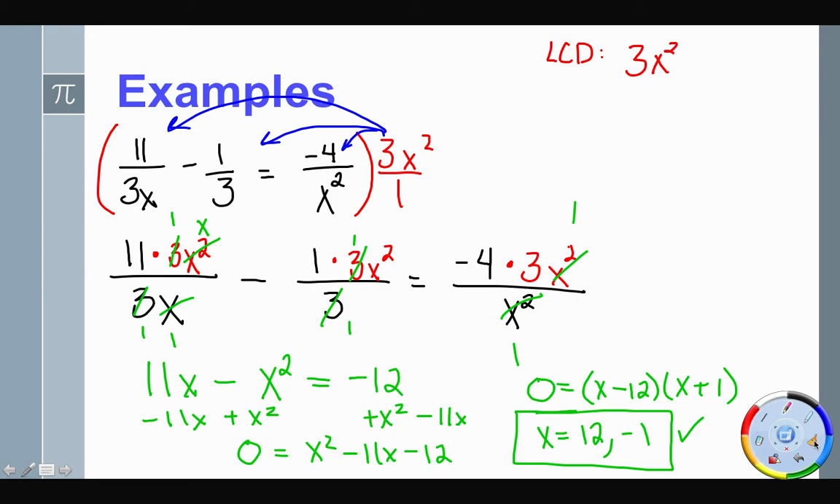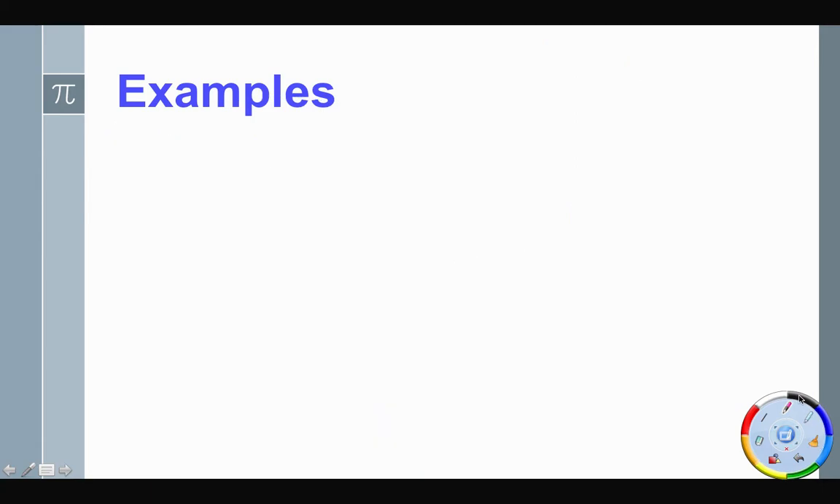All right, let's try another one. Let's try a little bit more complicated one that has 4 pieces in our equation. So we get 5 over 2x minus 2 over 3 equals 1 over x plus 5 over 6.